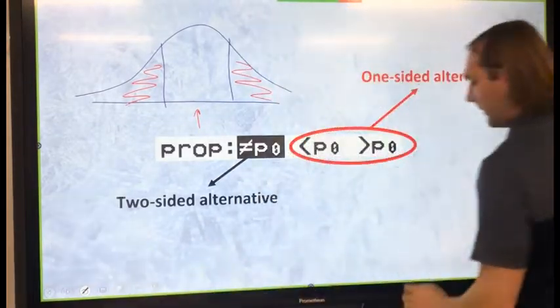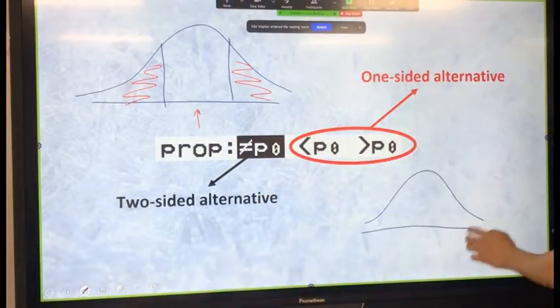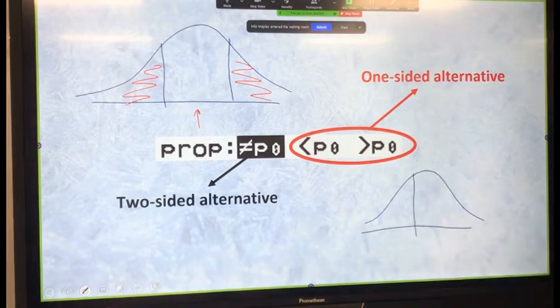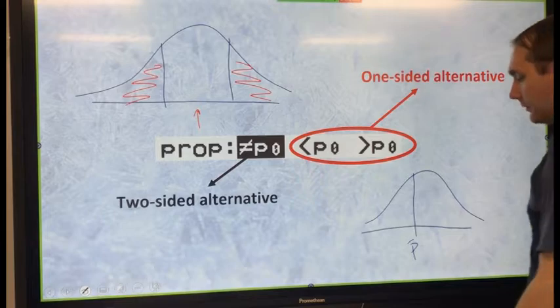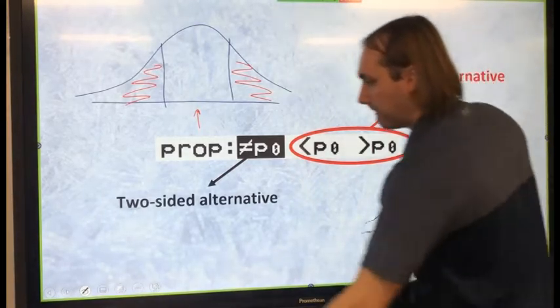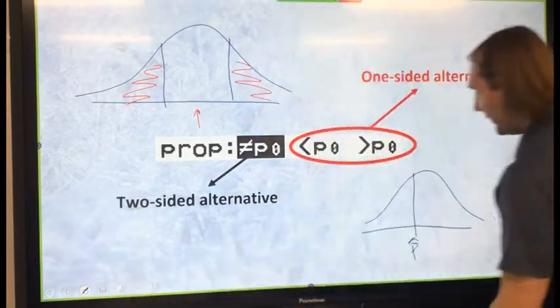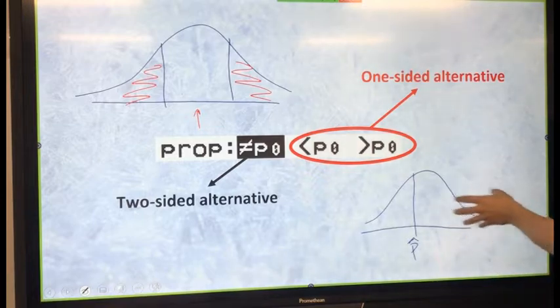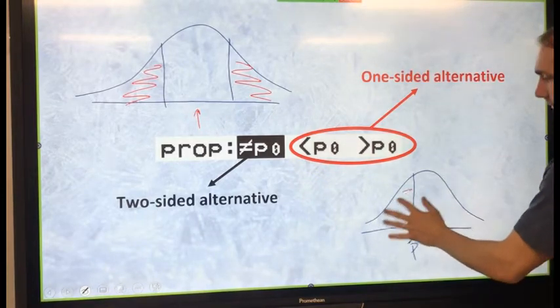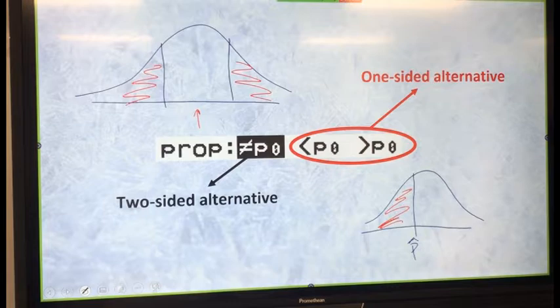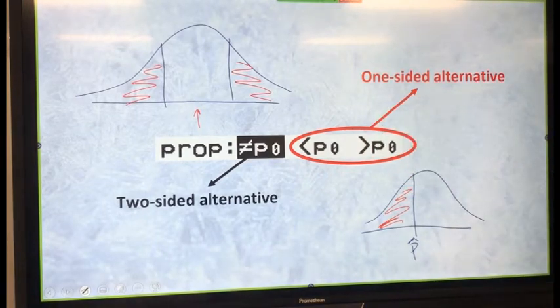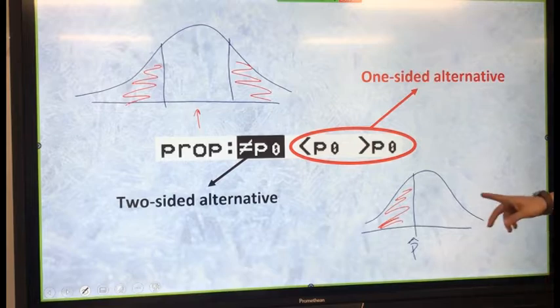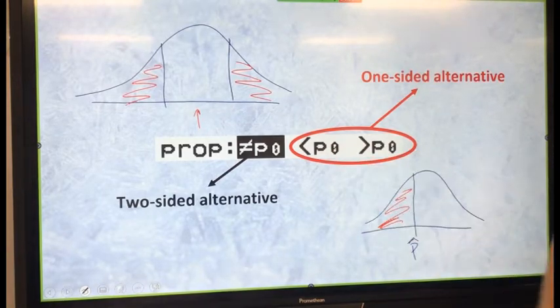Otherwise, I'm going to have my normal model. And I'm going to have, just like in the last problem, our p-hat value here. And I either want greater than this value or less than this value. In the case of the problem, it was over here. So this is a one-sided alternative. So there's the difference between the two and how they relate to the calculator, how they relate to setting up our alternative.